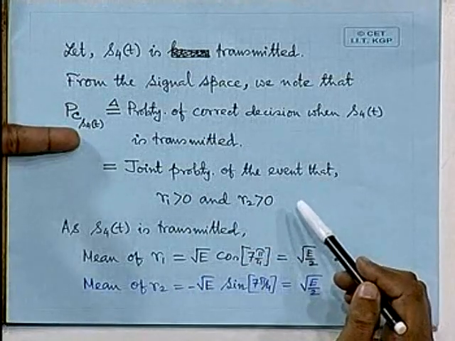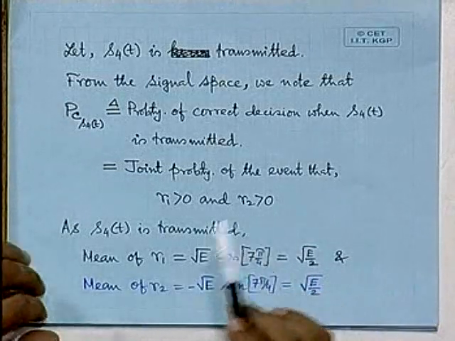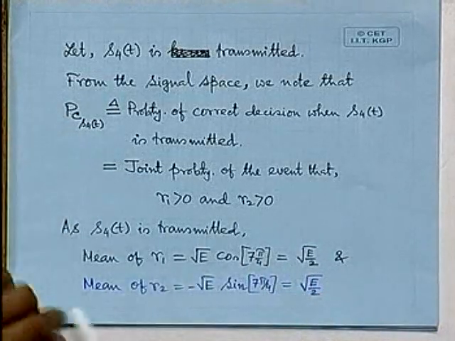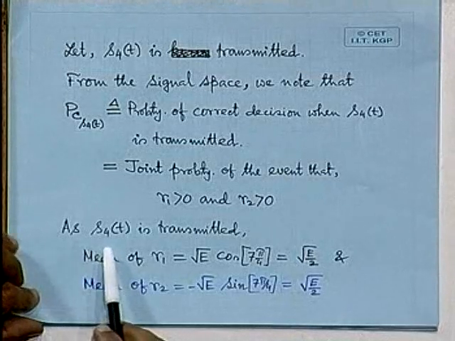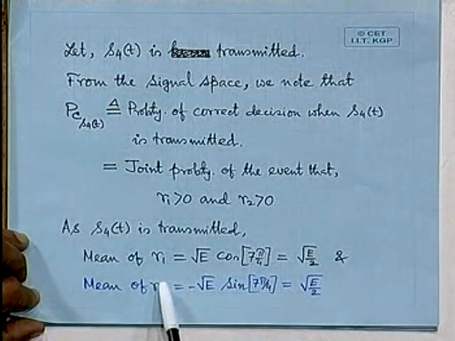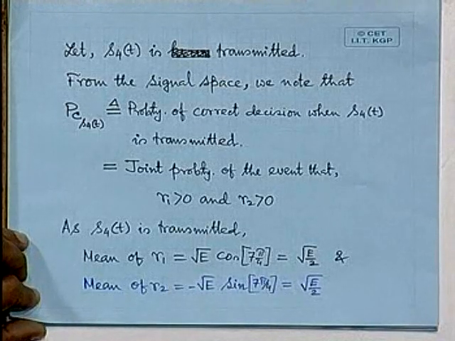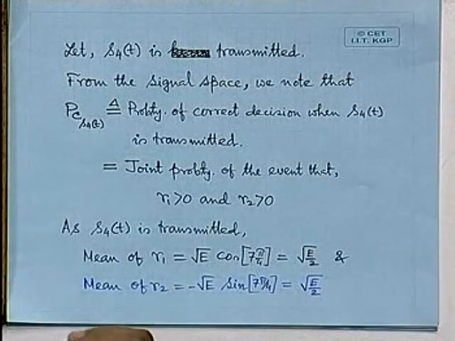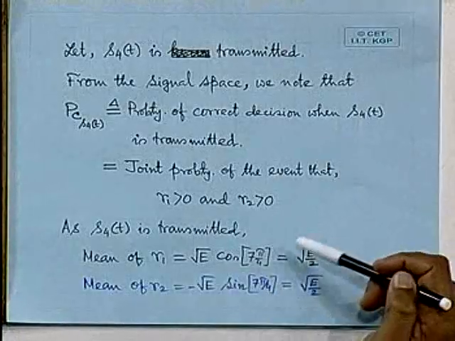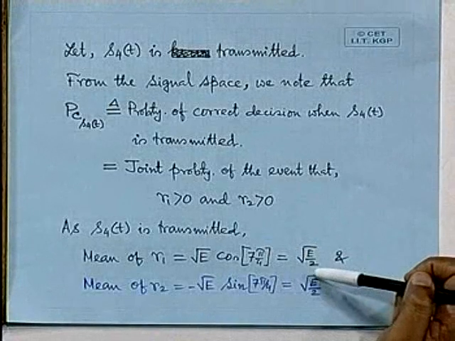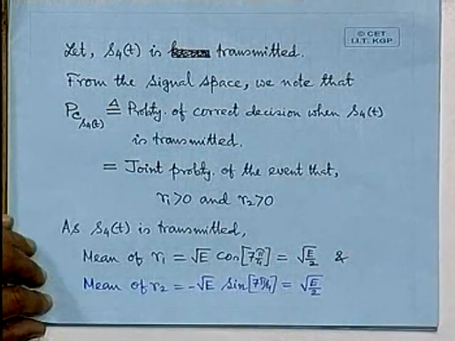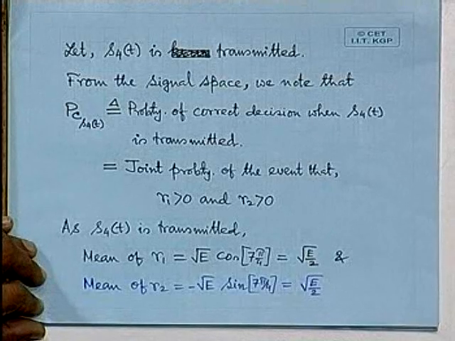In this case for S40, I can write an expression for PC S40, because when S40 is known to have been transmitted, I know the mean of R1 and the mean of R2. What are the means in this case? If I tell you that S40 has been transmitted, it is root E cos of (2i minus 1) pi by 4, and in this case it is 7 pi by 4. So, it is root E by 2. We can see that the mean for both R1 and R2 are also the same, is it not?